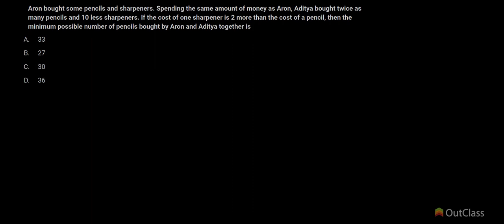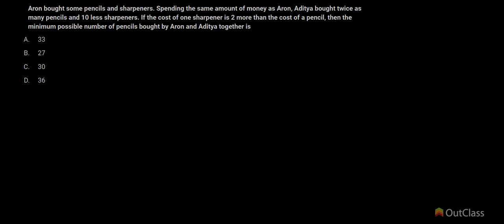Aaron bought some pencils and sharpeners. Spending the same amount of money as Aaron, Aditya bought twice as many pencils and 10 less sharpeners. If the cost of one sharpener is 2 more than the cost of a pencil, then the minimum possible number of pencils bought by Aaron and Aditya together is how much?